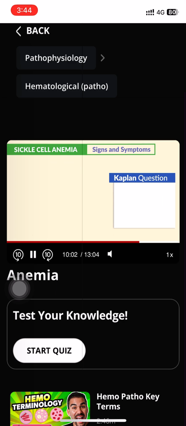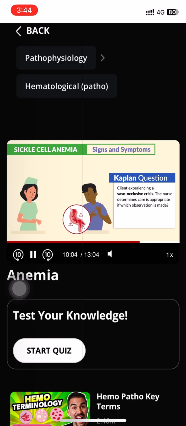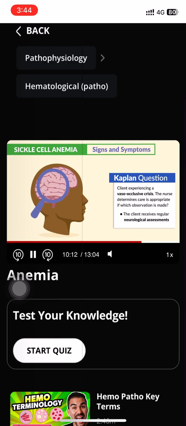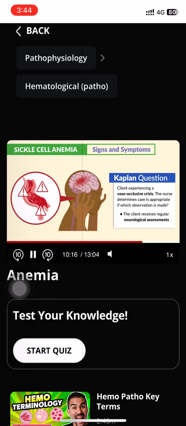Now Kaplan mentions, a client experiencing a vaso-occlusive crisis, the nurse determines care is appropriate if which observation is made. The client receives regular neurological assessments. Yes, this is critical, since a stroke is a big risk.